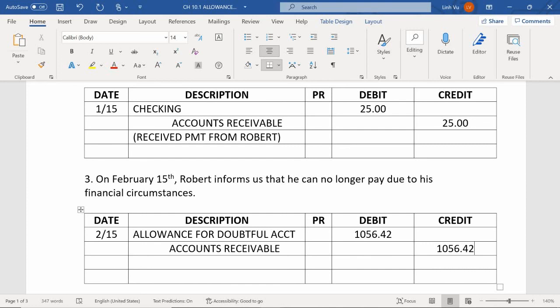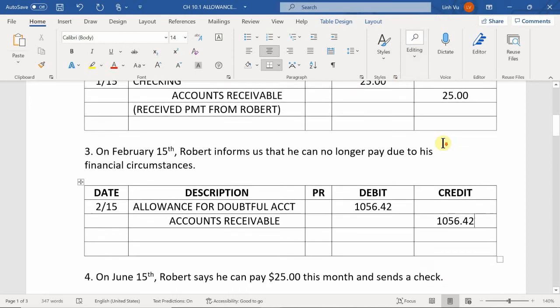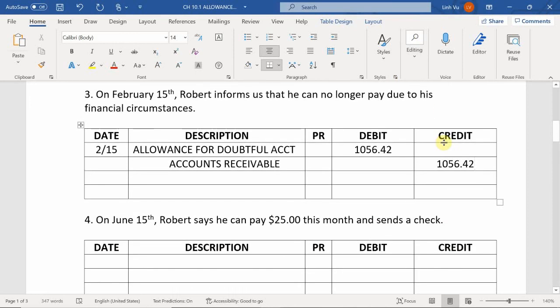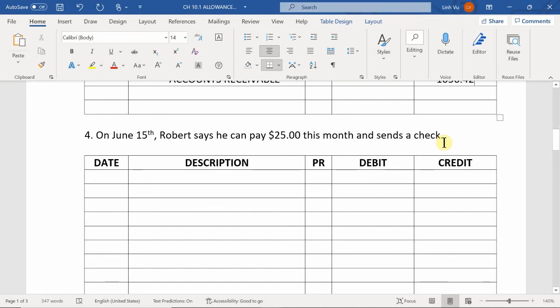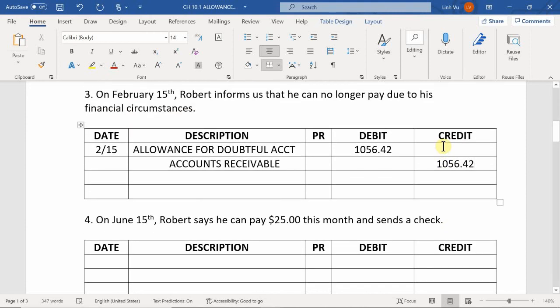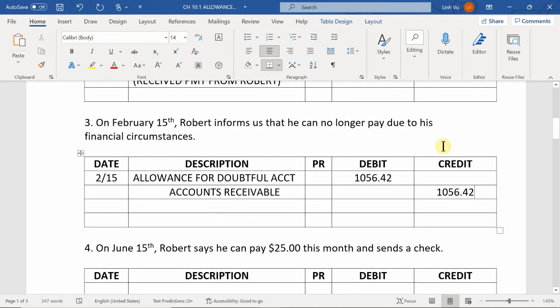We know exactly who, we know exactly when this happened, and we know exactly how much, right? We would have an account ledger for this person. If we know we charged them this much in December and they made a payment in January and February, this is how much they owe me. Okay? So then number 4 says, on June 15, Robert says that he can pay $25 for this month, all right? And he sends another check for $25. So in this case, he can make a payment after several months later. He decides to make a payment.